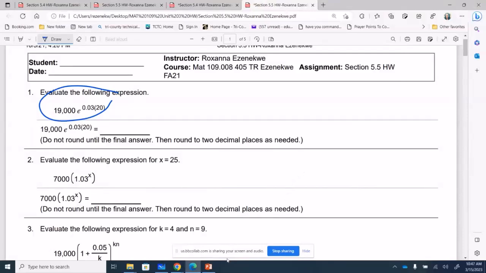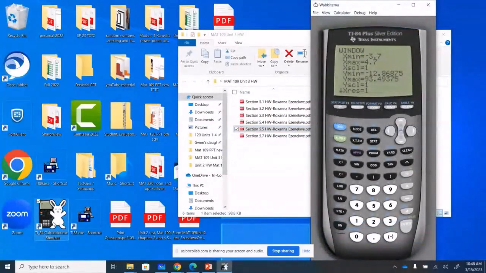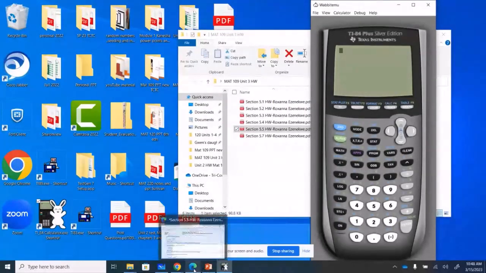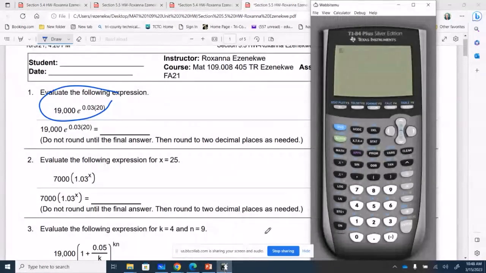And, where is my calculator? Okay, I got it. So when we see some ugly formula like that, we can put it in our calculator. All right, so many ways you can do it. You can actually go to evaluate the following. So all you have to do is put it on the main screen, 19,000.